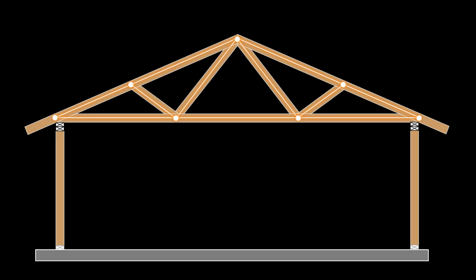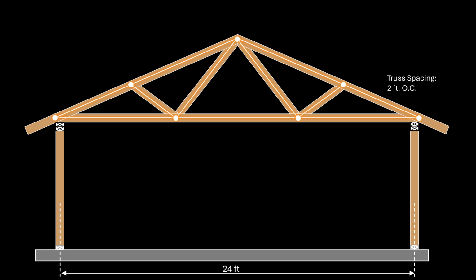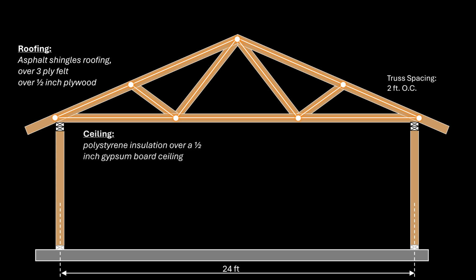In this video, we will complete the structural analysis of the common Fink-type truss shown here for a building that is 24 feet wide. The trusses are provided at a spacing of 2 feet on center. Our analysis will be strictly limited to the axial forces in the framing members using the method of joints and the method of sections. The structure has asphalt shingles roofing with 3-ply felt and 1/2-inch plywood. The structure will also have polystyrene insulation which is placed over a 1/2-inch gypsum board ceiling.